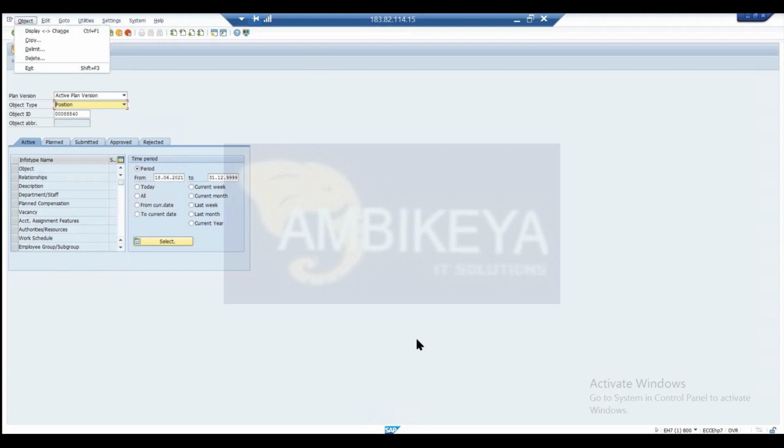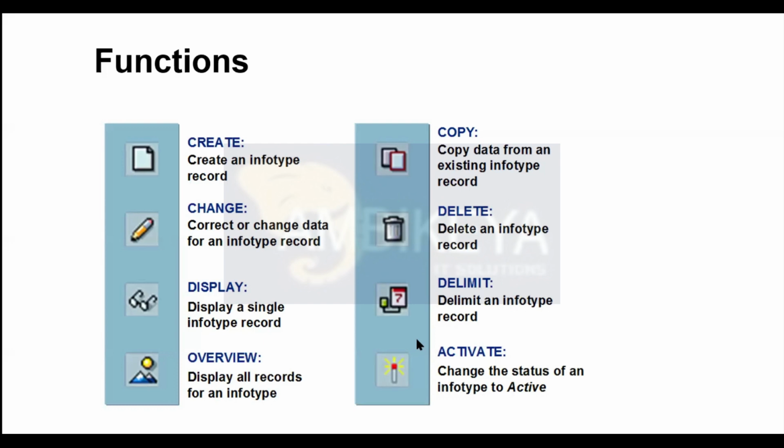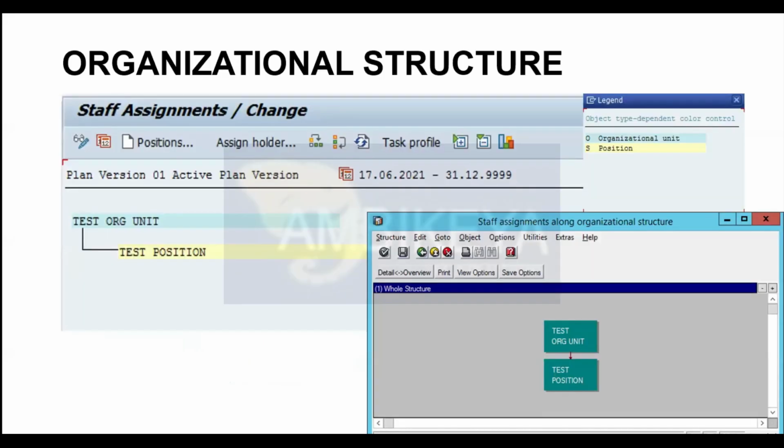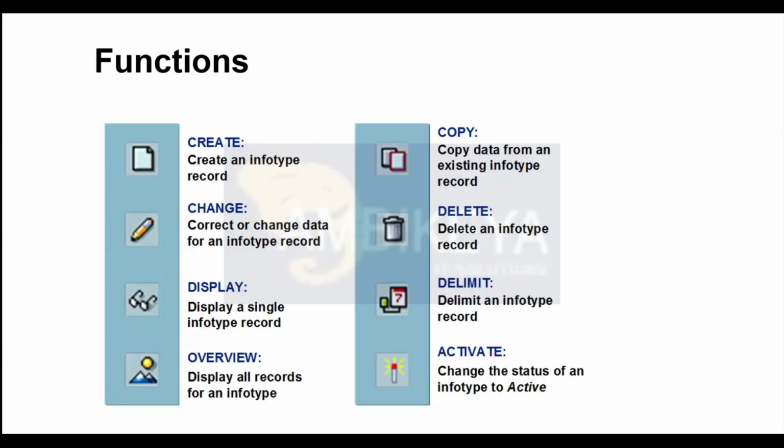Remember in the first slide where we discussed, we have PA info types, right? They start from 0 to 999. The HR info types start from the 1000 series, right? Yes, it starts from 1000.